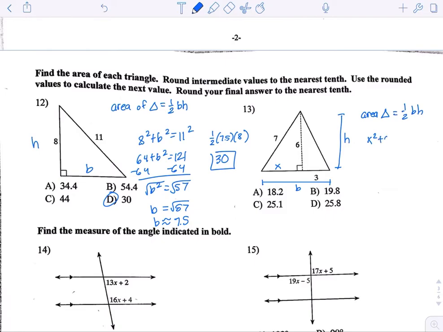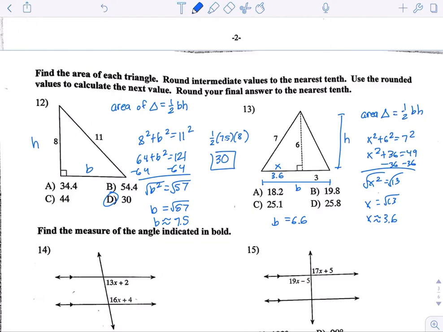So x squared plus 6 squared is equal to 7 squared. 6 squared is 36, 7 squared is 49. Let's subtract 36 from both sides. X squared is equal to 13. Square root both sides. X is equal to the square root of 13, which is around 3.6. So you know this value is 3.6, right? So that means B, your total base value, is going to equal 6.6, and you know your height is 6.